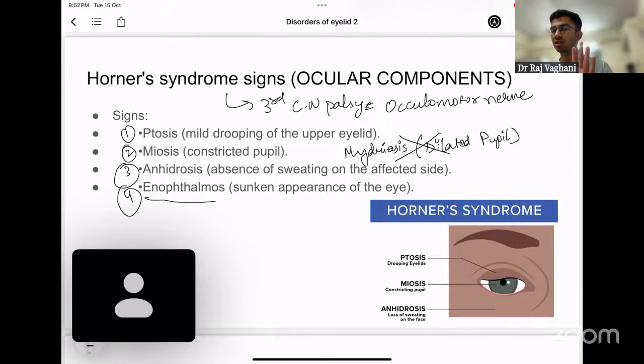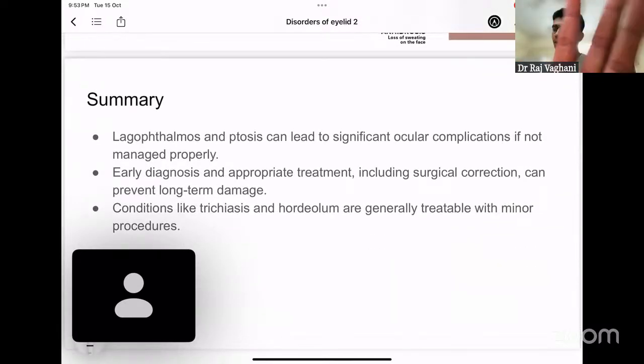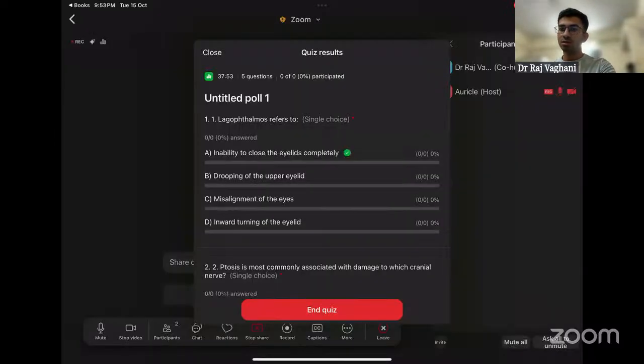So we have discussed 4 signs of Horner syndrome, very important for the university exams: ptosis, miosis, anhidrosis, and enophthalmos. These are the 4 very important signs that you can get in your exams in either MCQs or in your 2 or 3 marks questions. What are the ocular components of Horner syndrome? What are the signs of Horner syndrome? How does Horner syndrome occur? So it occurs due to the third cranial palsy, that is oculomotor nerve palsy. So we have discussed all the topics that can be asked and that have been asked in the previous 10-year questions. Just let me launch the second MCQ quiz for you guys.